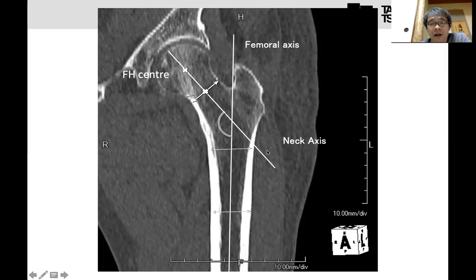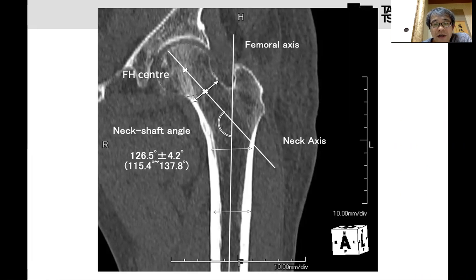Then the slice is rotated around this femoral axis and comes to the femoral neck center. And then the femoral head center and the femoral neck center, this line is the femoral neck axis. So this angle is the neck shaft angle. I measured 100 hips in 50 Japanese patients. The average was 126 degrees.